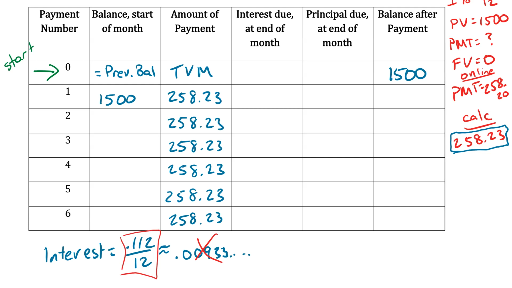All right, so for the interest due at the end of the month, here's what we're going to do. We're going to take the balance and multiply it by 0.112 over 12. So for this first one, it would be 1500 times 0.112 over 12. That's what you actually put in your calculator. Now, when you do that, you should get $14.